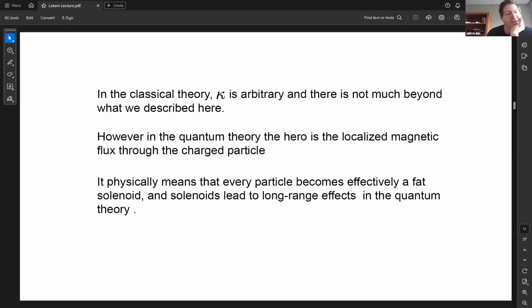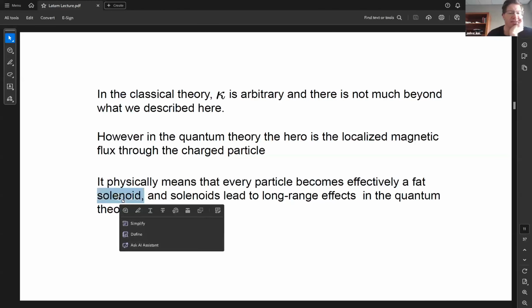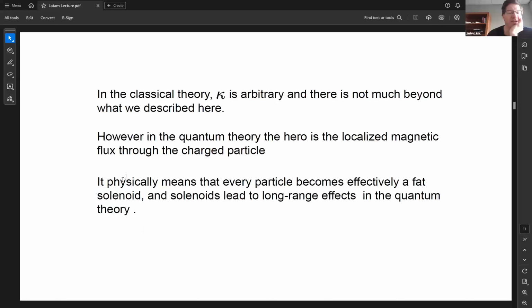One way to think about it, if you like, is that you can think that every point particle which has electric charge becomes essentially a little solenoid. In condensed matter, they call this phenomenon a flux attachment, that each electric particle is now joined by a little solenoid that travels with it. The solenoid is this magnetic field that's produced by this particle.